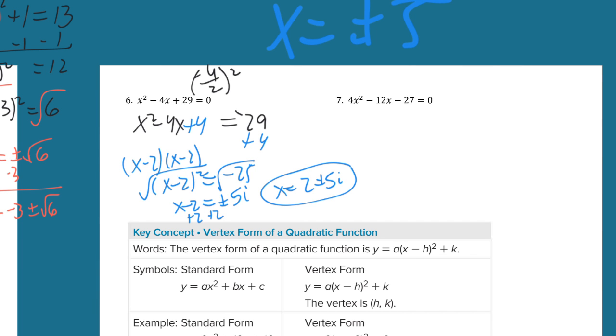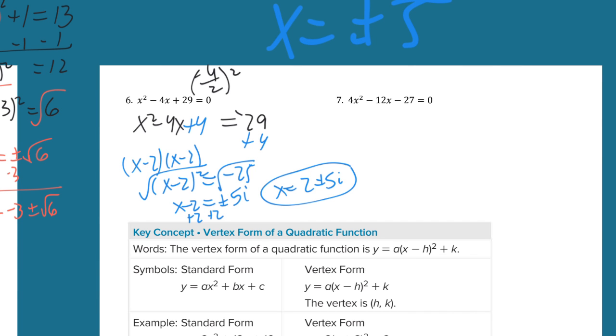If you graphed it, you would not see those answers, would you? You cannot find imaginary solutions by graphing. It doesn't work that way. And you couldn't do the square root property directly because it's x squared and x. So building a perfect square trinomial on the left is a really valid skill. Okay, so the next one.